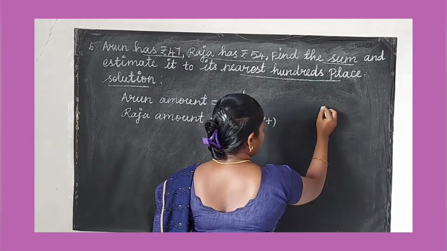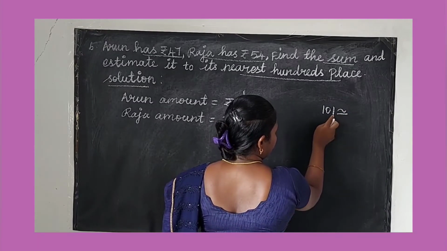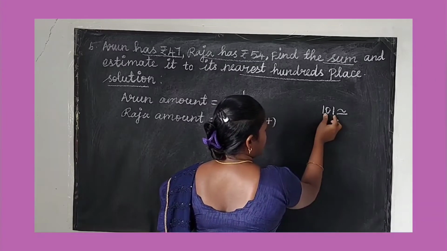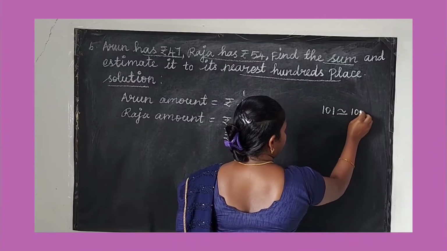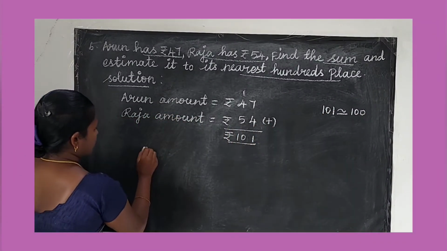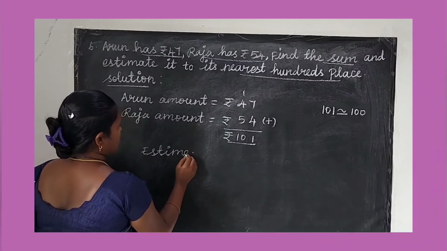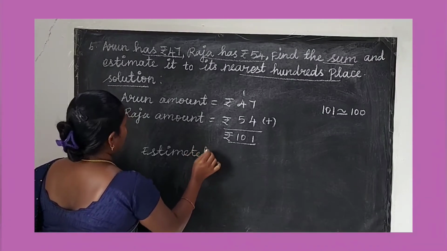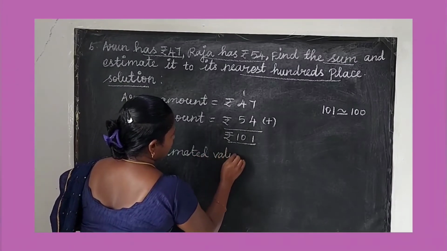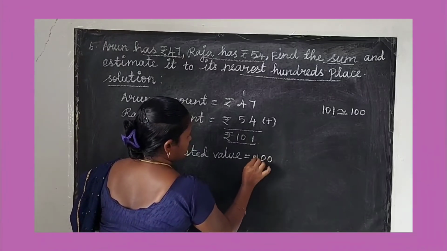This is the actual value. So 101, we have to find the estimated value. The ending number is 1, which means the first group. So before number 101, the number before is 100. So the nearest 100 place value is 100. So the estimated value is equal to rupees 100.